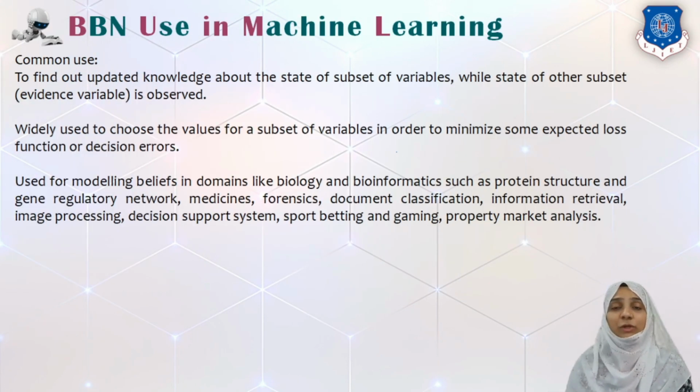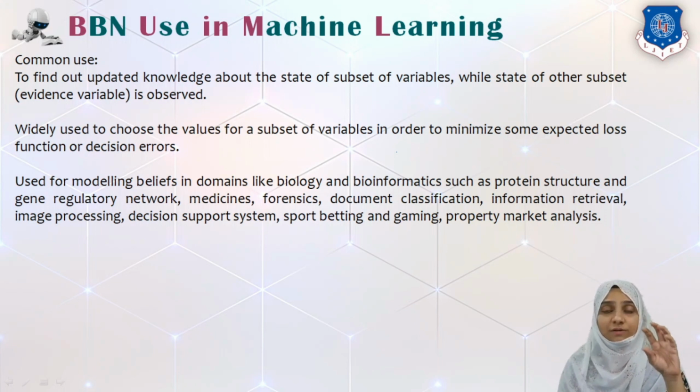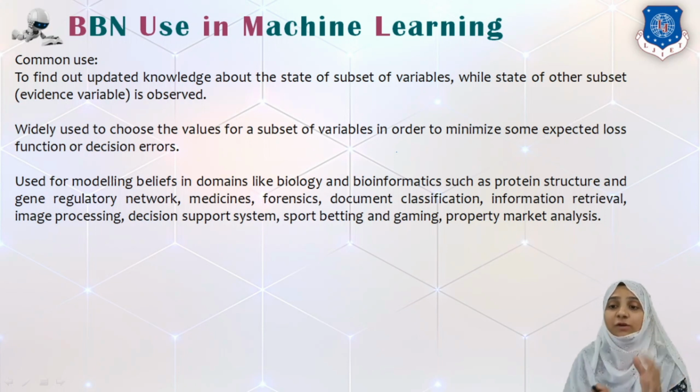Now, in what cases are we going to use these Bayesian belief networks? One use is to find the updated knowledge. As you can see, the prior probabilities get revised, where the state of one subset of variables depends on the state of another subset of variables. So the belief is updated based on evidence collected for some other node. The second use is when we have to choose a value for a subset of variables, or some events or nodes, in order to minimize some expected loss function or decision error.